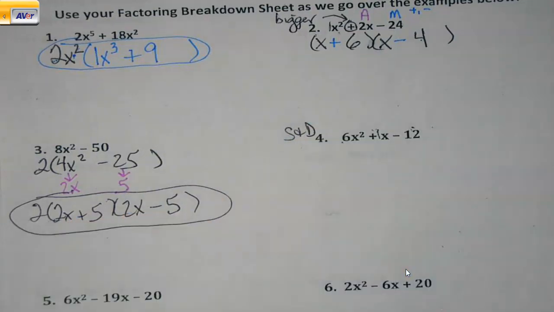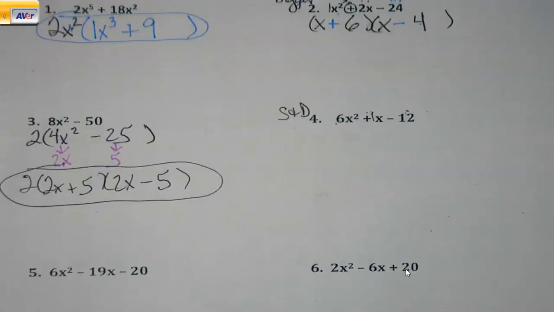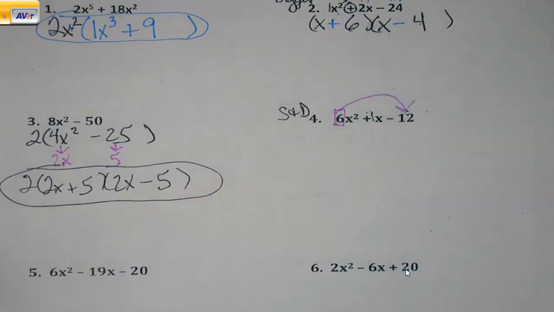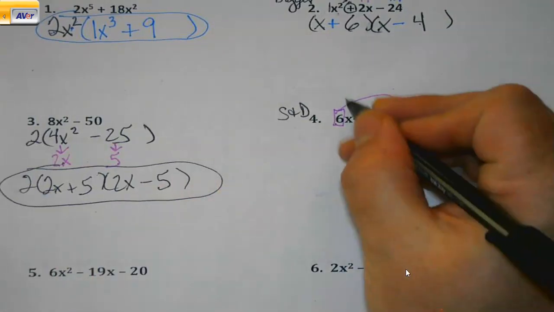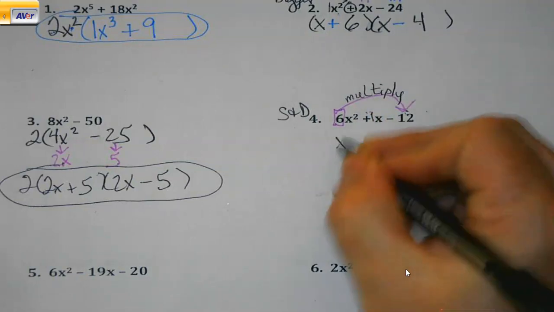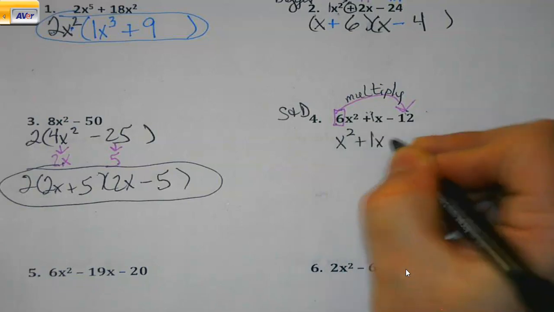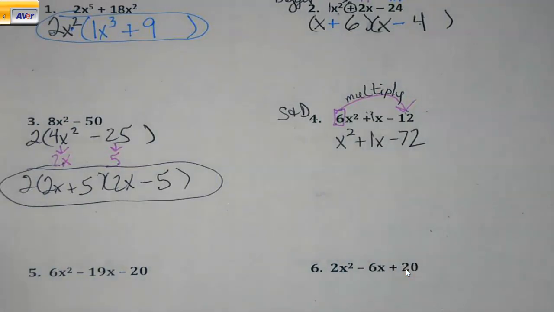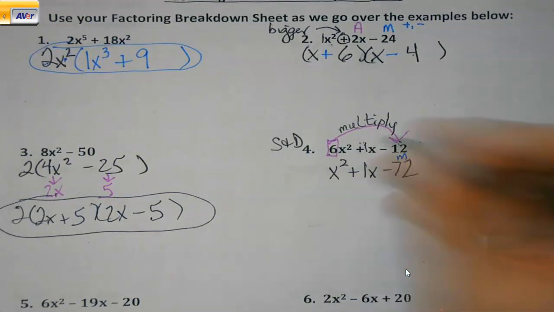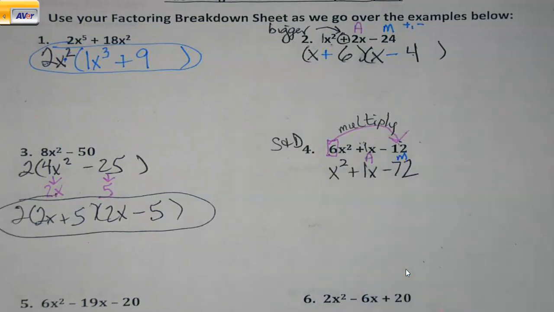This would be, for most of you, some of you do guess and check. For most of you, this is a slide and divide special. So reminder of a slide and divide. Slide or multiply that 6 down to the end. And now we're back in the same situation that we were up here. Now we're doing the multiply and add bit.